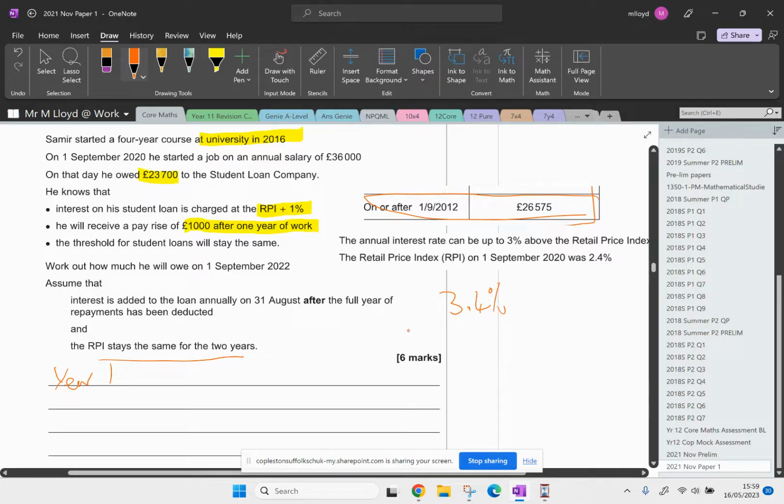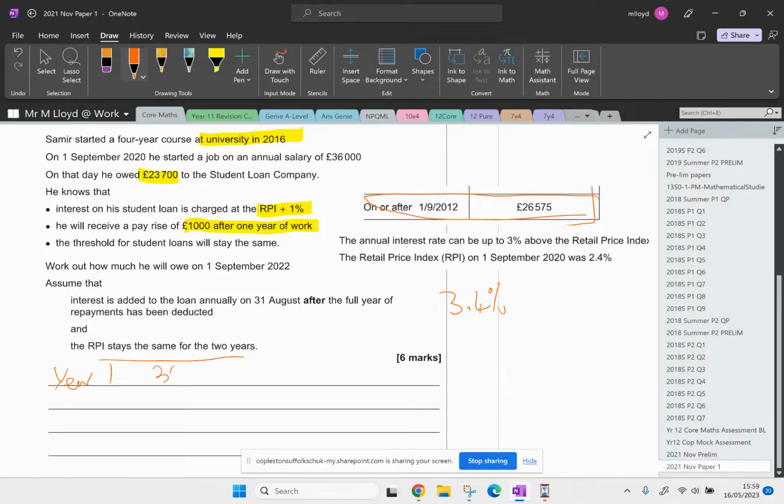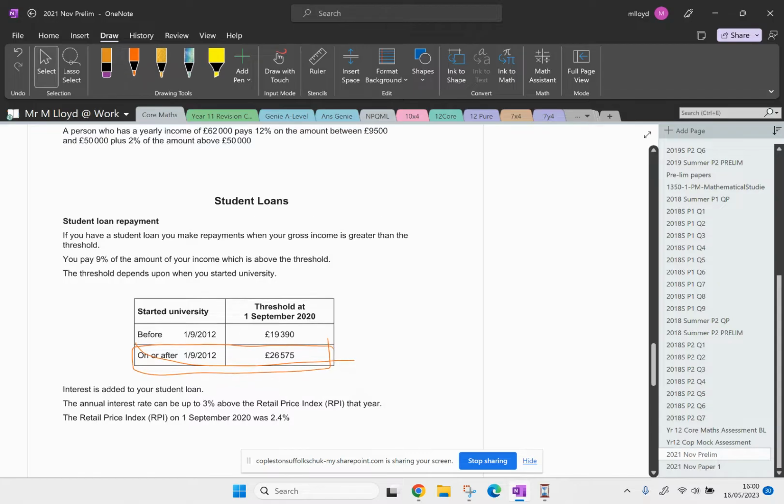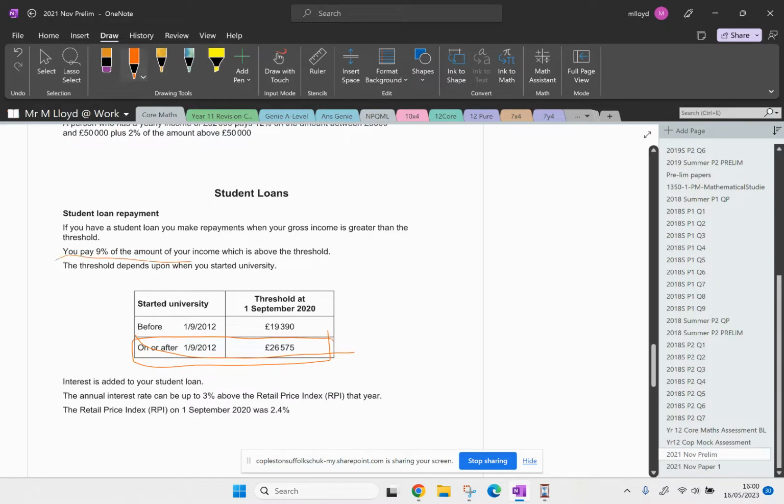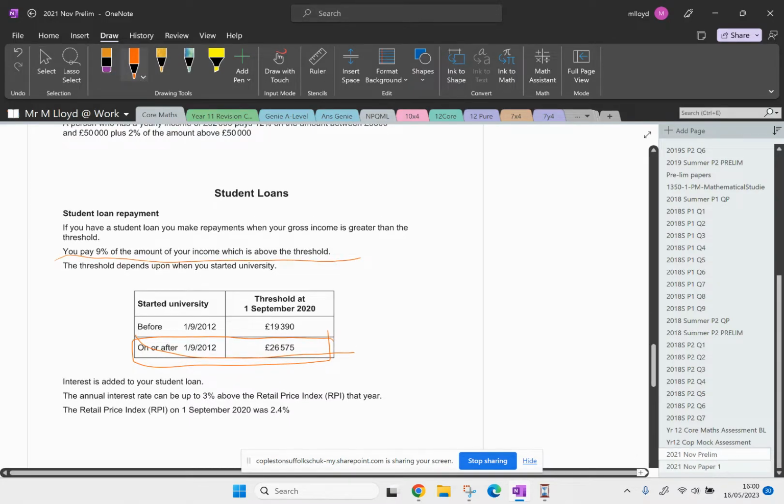So year one, okay, year one, started the job, annual salary £36,000. So £36,000 take away 26,575, which is at that threshold. 36000 take away 26575, and that equals 9,425, which we can then take the 9% of, because it was 9%. Let's go back and check that. Yeah, 9% of your annual income, which is above the threshold.